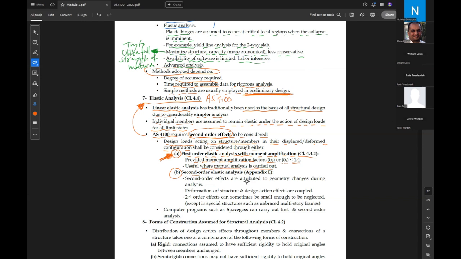Another method is second order elastic analysis in Appendix D of the standard. The second order effects are attributed to geometry change during the analysis. Deformation of the structure and design action effects are coupled.